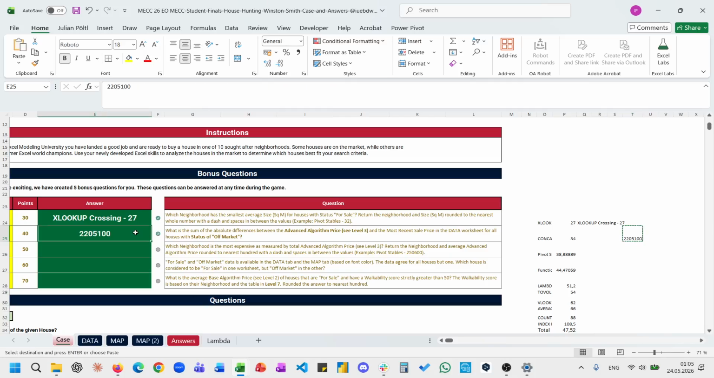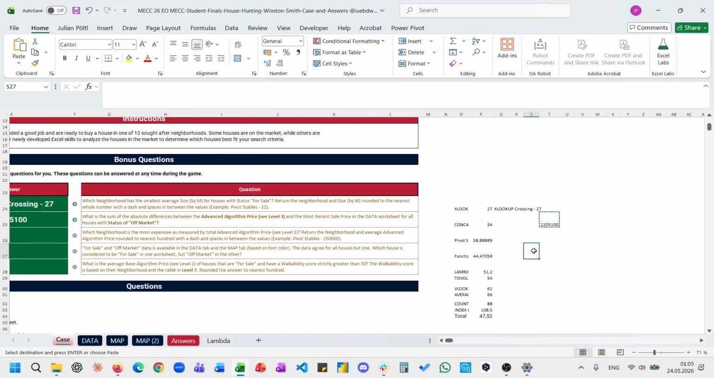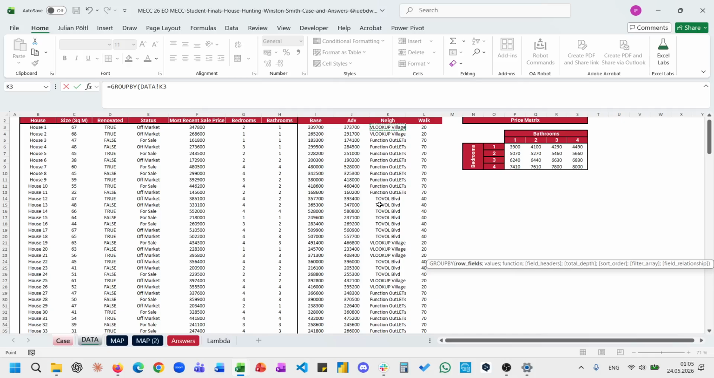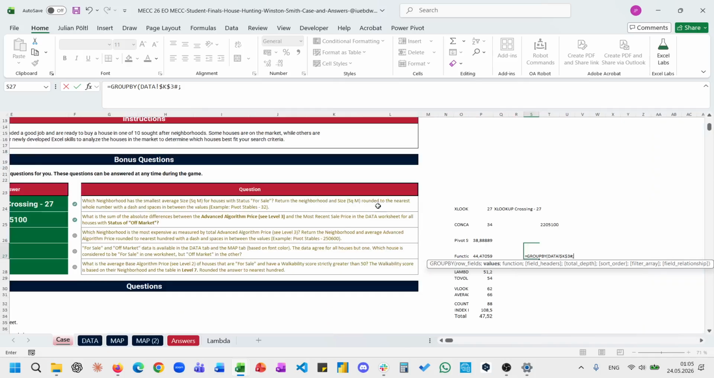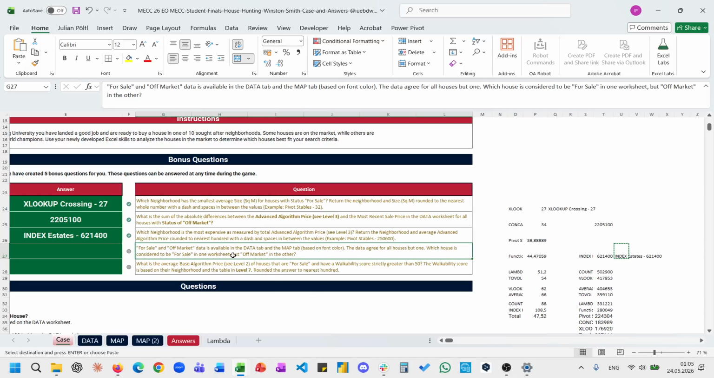And we're done. Which neighborhood is the most expensive based on the average price? Group by, I should have named this neighborhood, sorry. But now it's too late. The ADV average. Is there any sorting? No. -2. This and this. Done. For sale and off-market data is available.